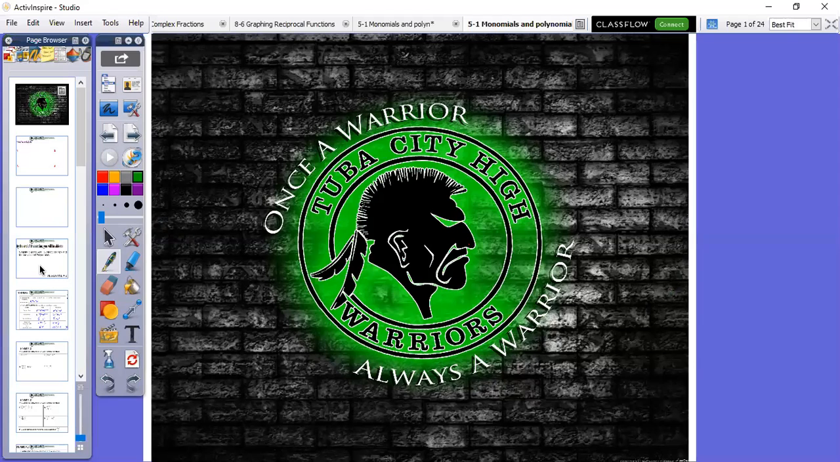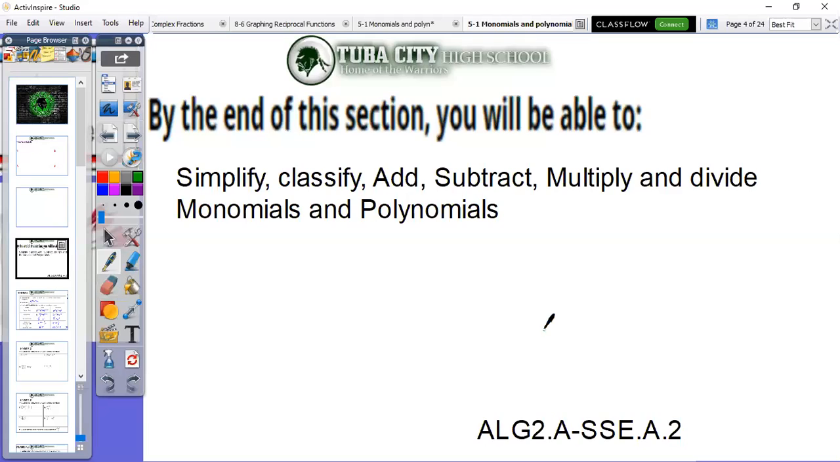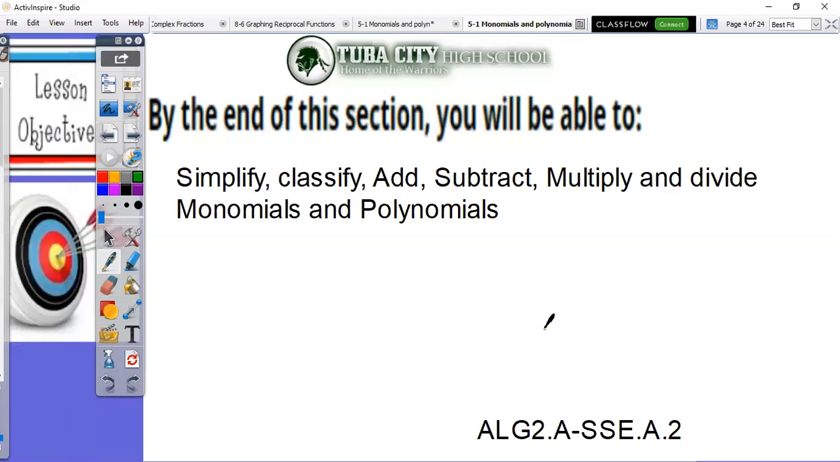Let's see what we're doing today. So today we're going to simplify, classify, add, subtract, multiply, and divide polynomials and monomials.